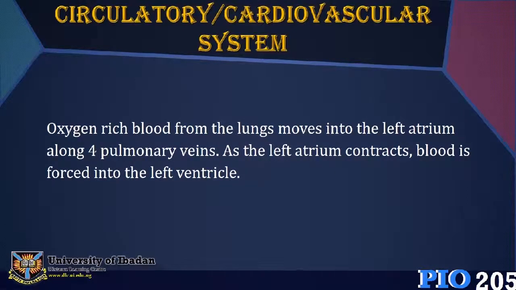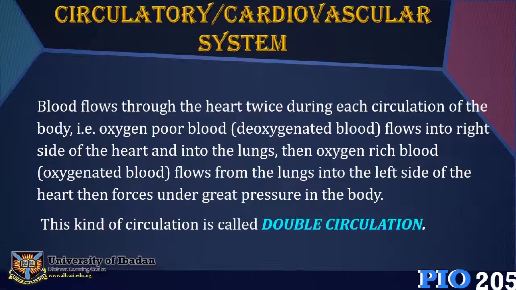Oxygen-rich blood from the lungs moves into the left atrium along 4 pulmonary veins. As the left atrium contracts, blood is forced into the left ventricle. A powerful contraction of the left ventricle forces blood into the aorta, which is the largest blood vessel in the body. Blood flows through the heart twice during each circulation of the body.